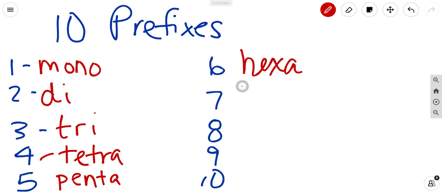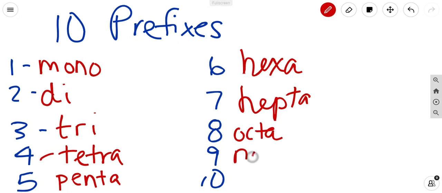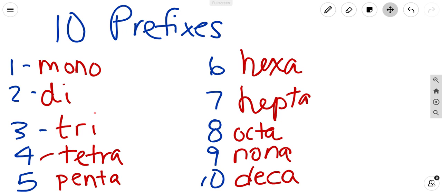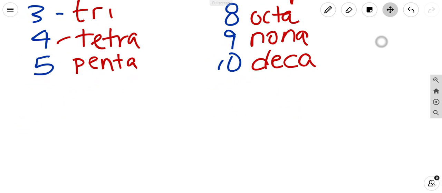7 is hepta. 8 is octa. 9 is nona. And 10 is deca. So those are our 10 prefixes. Mono, di, tri, tetra, penta, hexa, hepta, octa, nona, deca. And maybe even by the end of today's lesson, you will have all those memorized. So how does that work? Let's just go ahead and jump into an example or two.